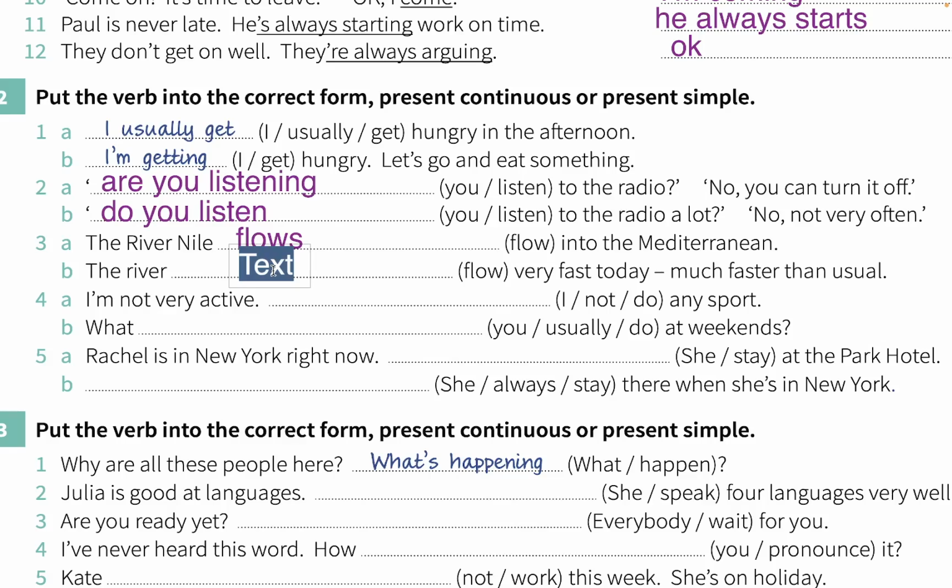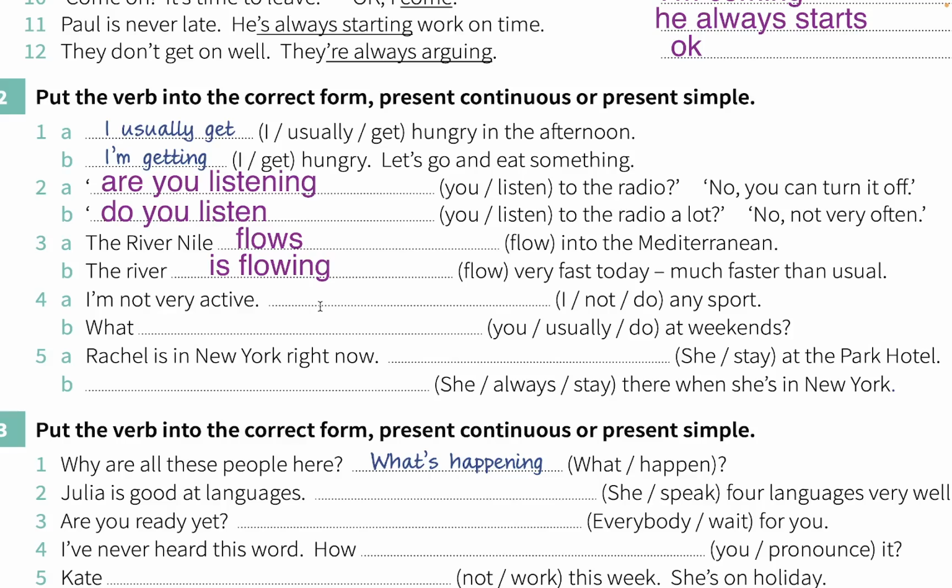Number 3B. Anyone want to try? May I? Okay. Yeah, sure. So, the 3B. The river is flowing very fast today, much faster than usual. Yes. So the answer is flowing. Yes. Is flowing. The answer is flowing.